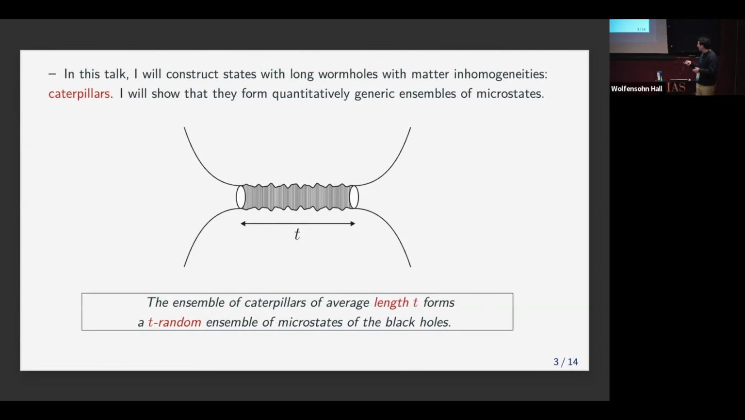In particular, the take-home message of my talk is that the ensemble of caterpillars of average length t forms a t-random ensemble of microstates of the two black holes. So the goal of my talk will be to derive this kind of relation and to also specify what I mean by t-random over here.